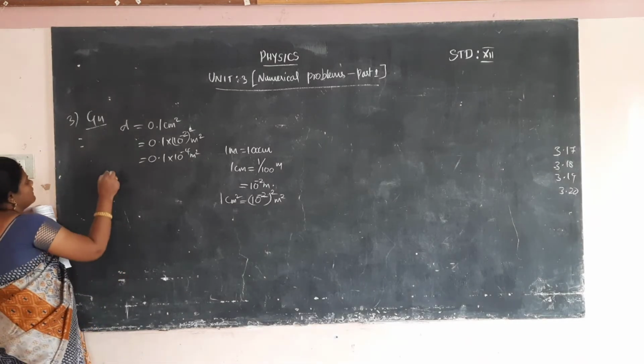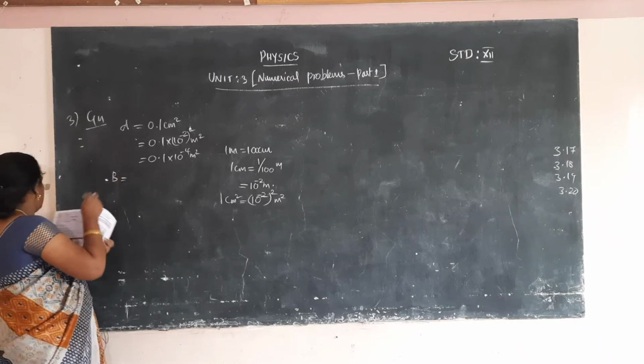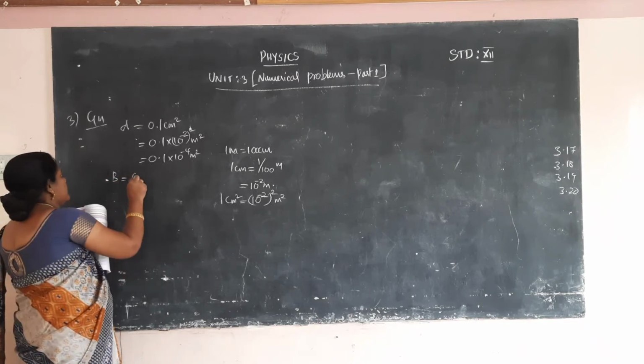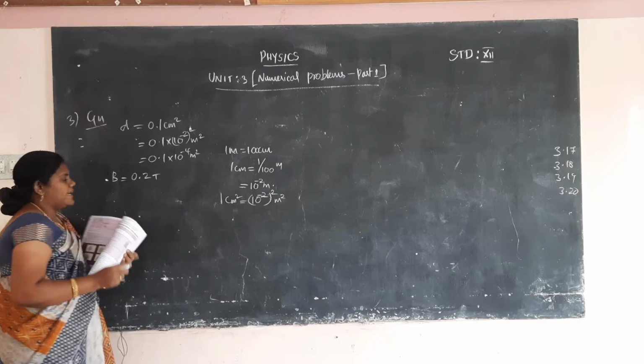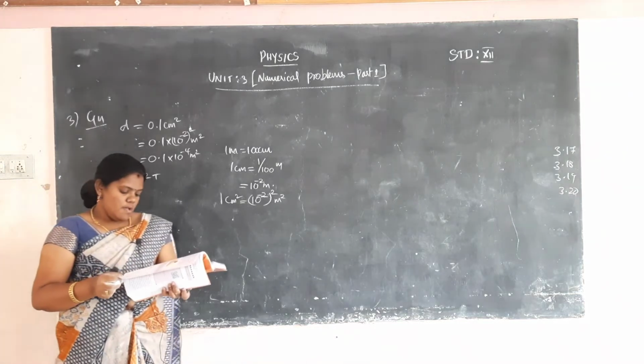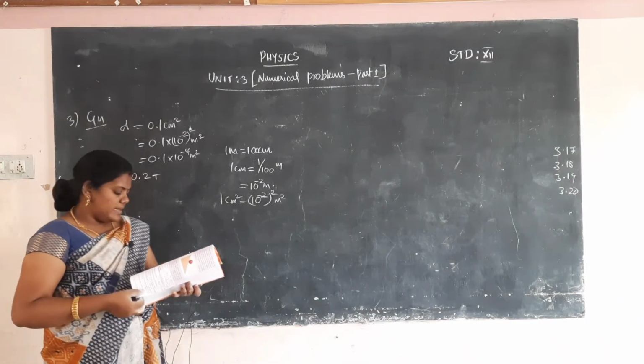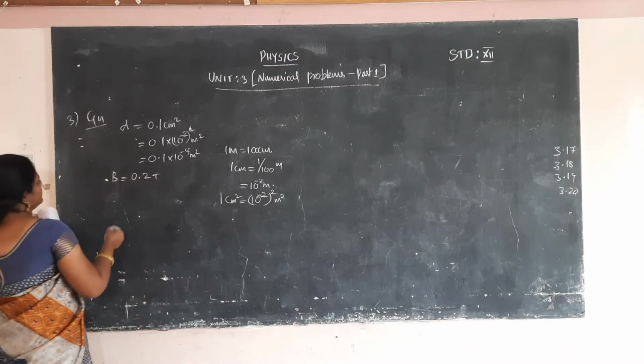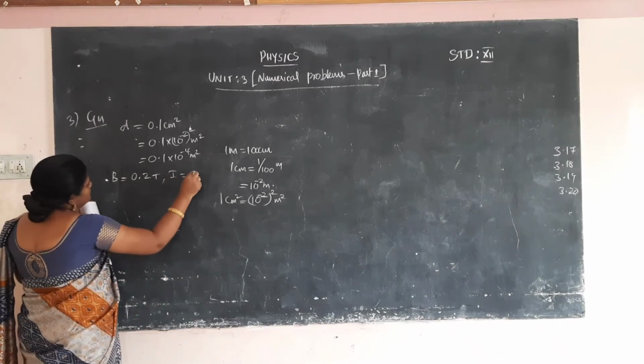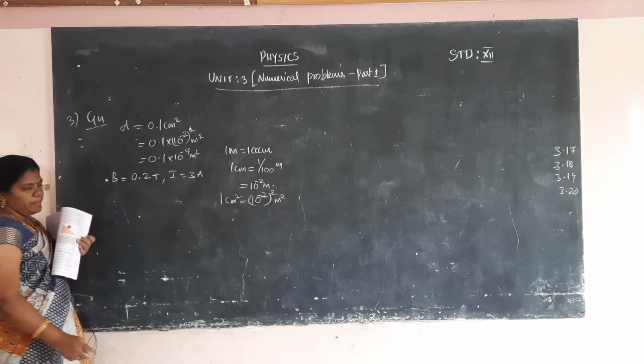Then the magnetic induction value B is equal to 0.2 Tesla, and the current I is equal to 3 ampere.